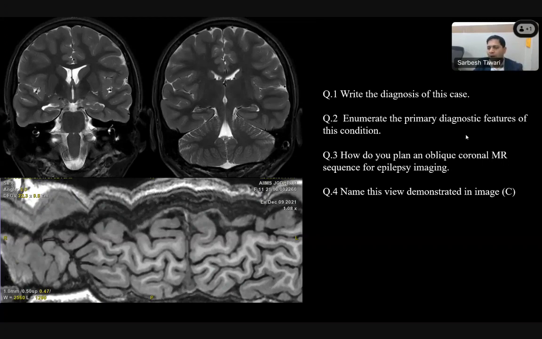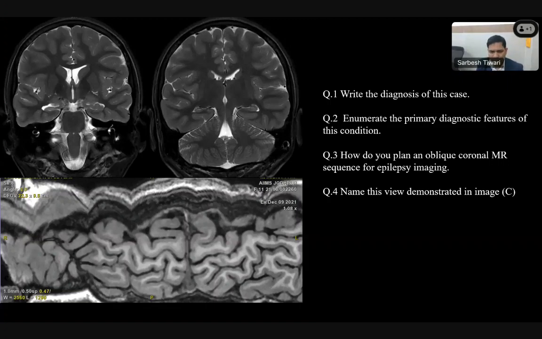Excellent. How do you plan an oblique coronal sequence for epilepsy imaging? Can anyone write it? Anyone has seen planning an oblique coronal sequence? Alright, no one is typing that. Perpendicular to the hippocampal axis from sagittal. Yes, so you take a sagittal image first, you identify the hippocampus, and then you orient your slices perpendicular to the hippocampus. That is excellent.